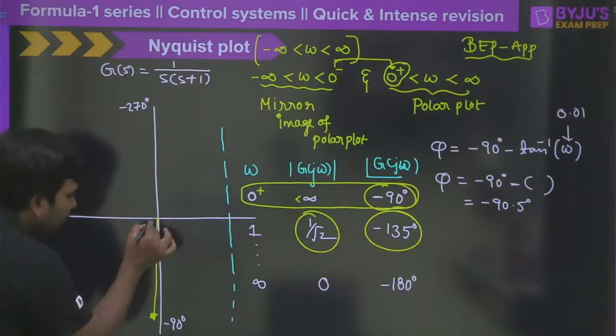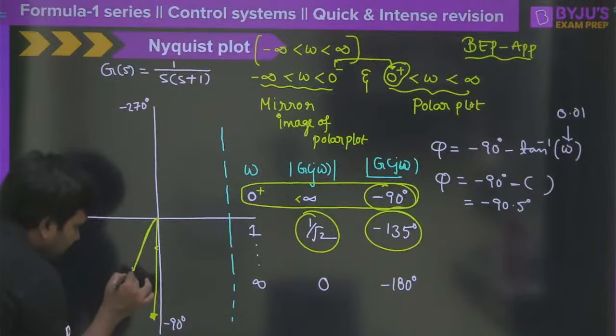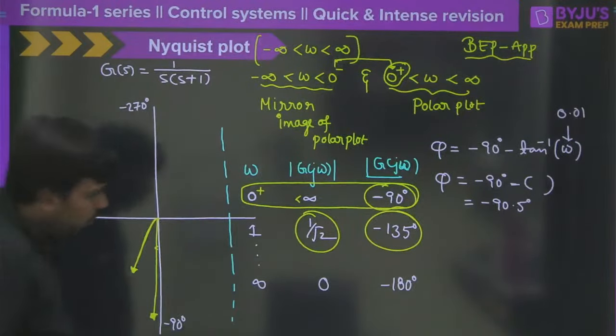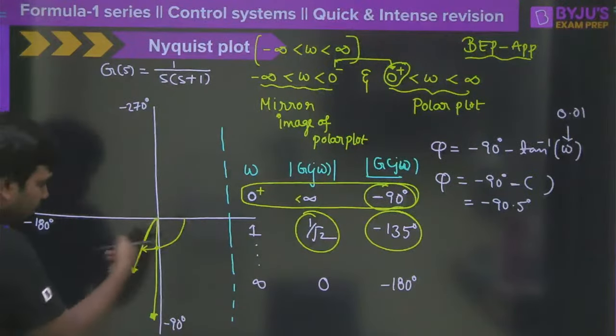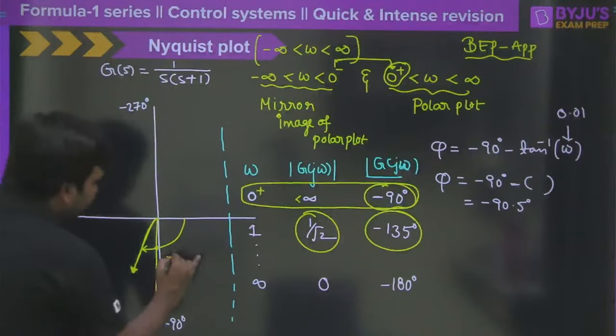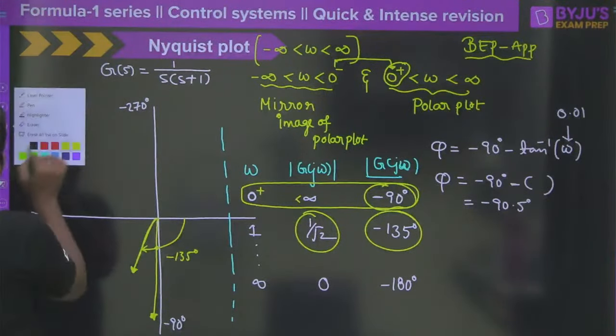This is very easy. 1 by root 2 magnitude means it is some magnitude. So let us say this would be this one, correct? So this vector will have this length 1 by root 2 and the phase from here to here is going to be minus 135 degrees. Look at that, it is coming exactly in the middle. This is minus 135 degrees. Well, very good. Extremely happy to say this point.